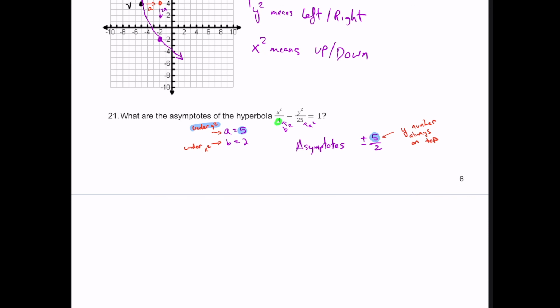If the bigger number had been under the x, then it would have been reversed, and we would have actually put the b on the top. But we're going to put the a on the top because it's always the y number that goes on the top for your asymptotes. Remember, these have asymptotes, and then they have the two sections that are formed around the asymptotes. So all this question asked was the asymptotes, so there you have it.